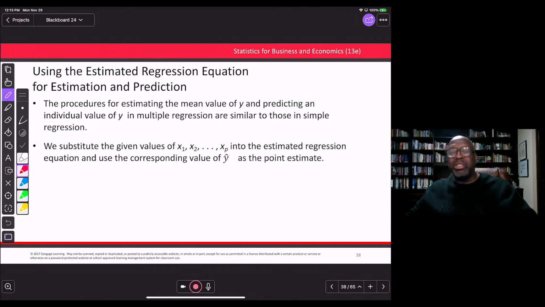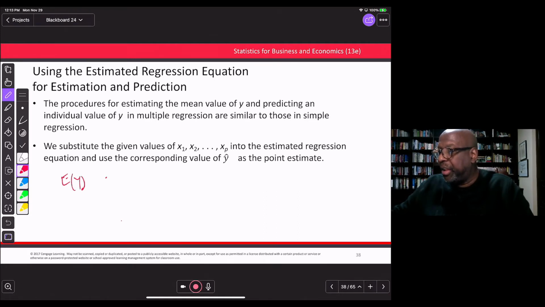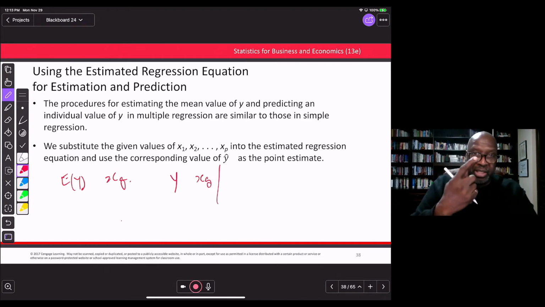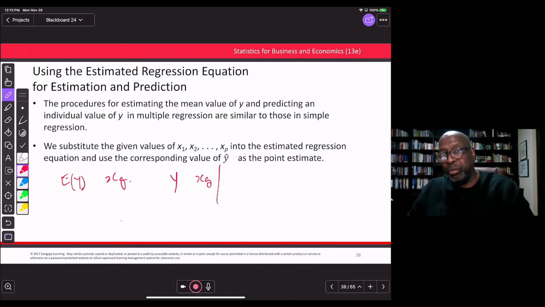Now, in much the same way that we did estimation in simple linear regression, where we estimated the average value of y at a given x, and then we also tried to predict the value of y at a given x, we could do exactly the same thing here, except that instead of a single independent variable, we have to do it with multiple variables.